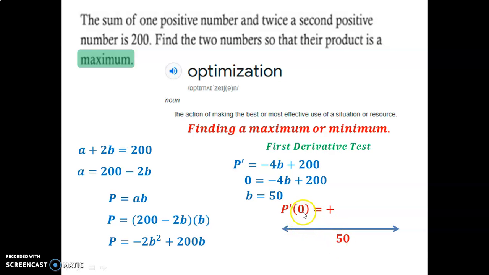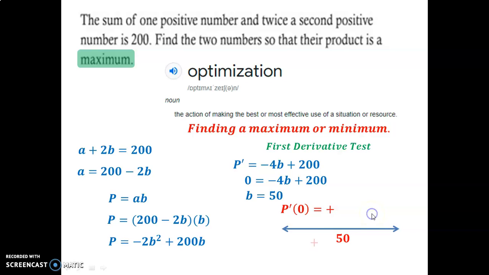Okay, I took a number far from 50, but it's definitely below 50. I took a number of 0. I put 0 into the derivative, and that gave me a positive answer. I could have taken any number less than 50. I could have taken 49 or 48 or 47. They would all produce a positive number. What that means is that the graph has a positive slope. It's rising before 50.